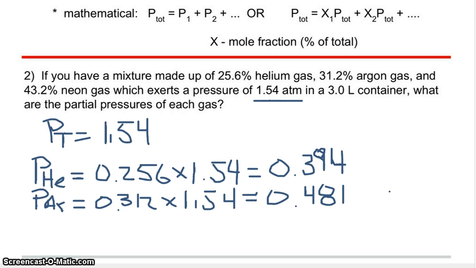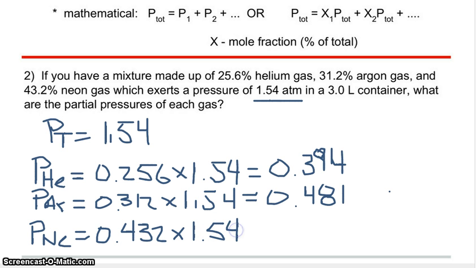And the last one, which makes up the highest percentage of our container, is neon. So we should see a higher partial pressure since it has a higher percentage. That gets turned into 0.432 times 1.54. And when we multiply those together, we get a partial pressure for just neon at 0.665 atm. So those are the 3 individual pressures for the gases in this container.